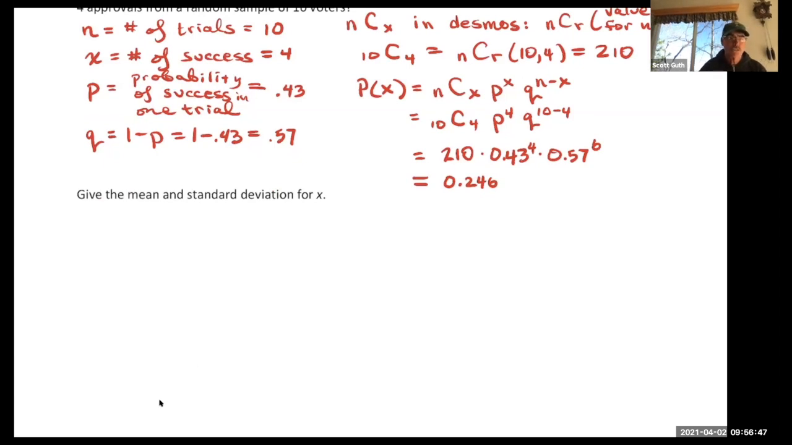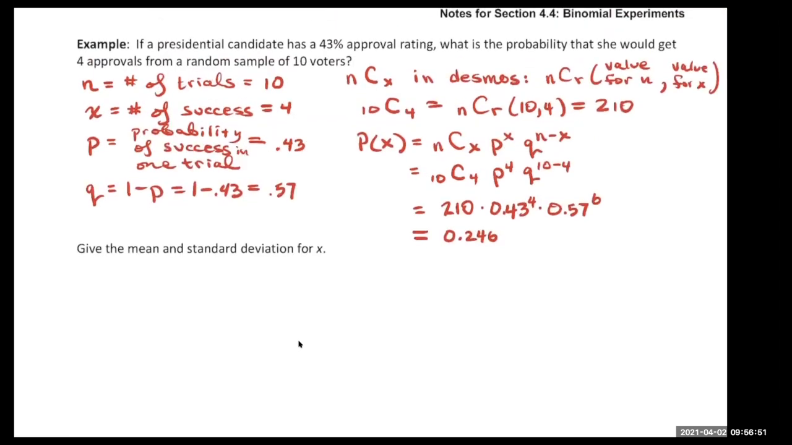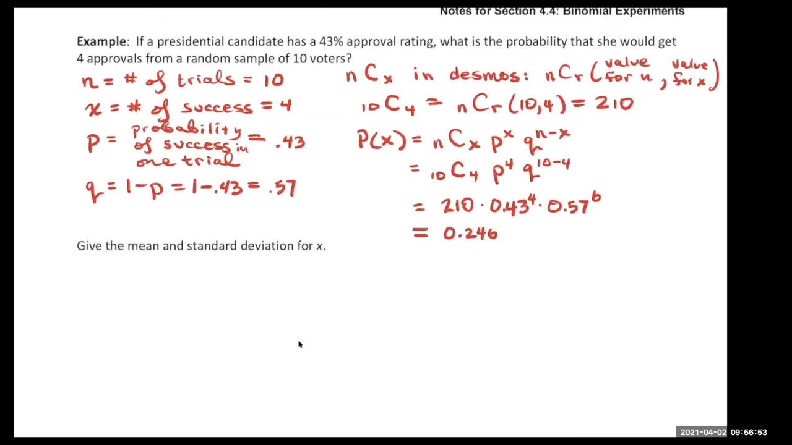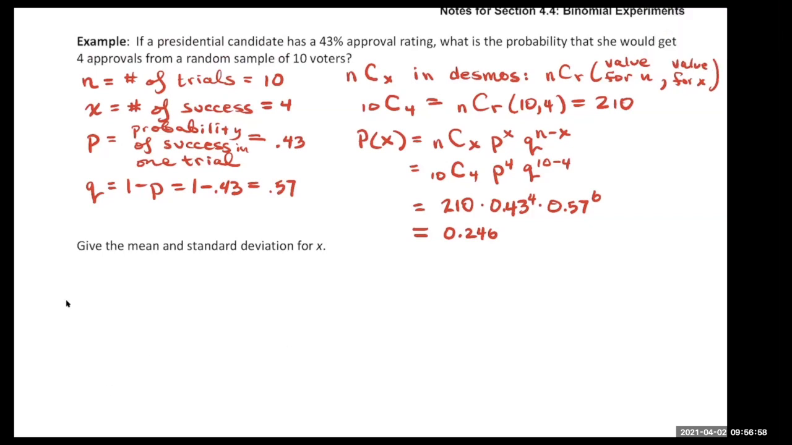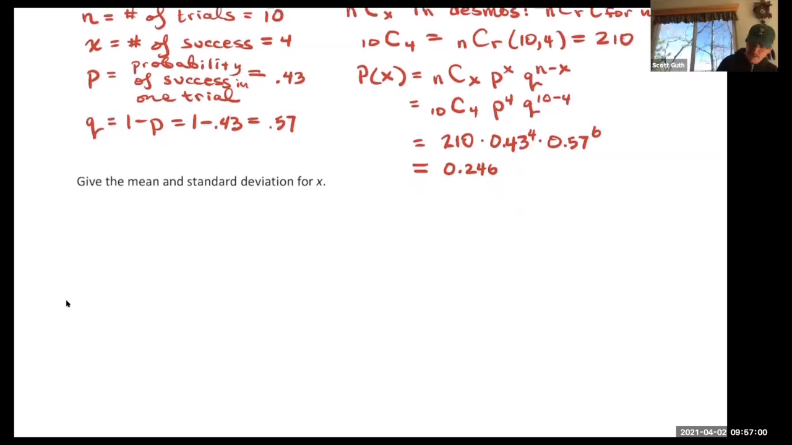Okay, any questions? I don't think 10 C4 would be 210. Really? Can you just double check, please? I could, so I'm going to double check it by hand.